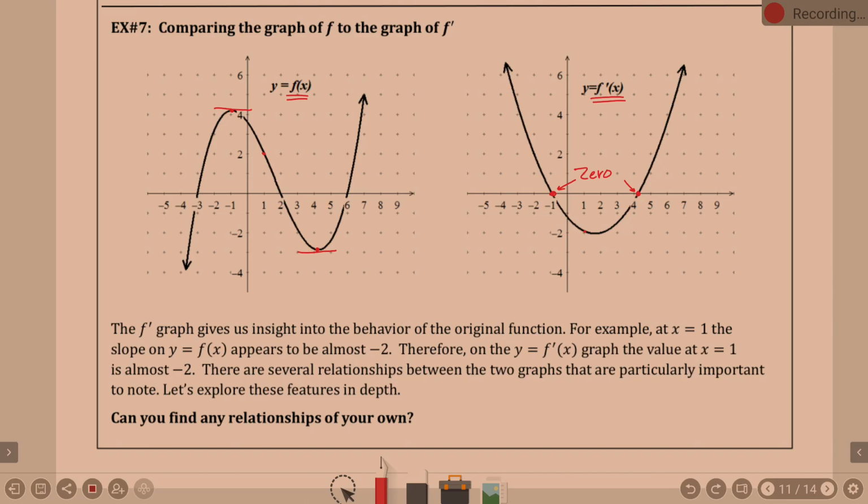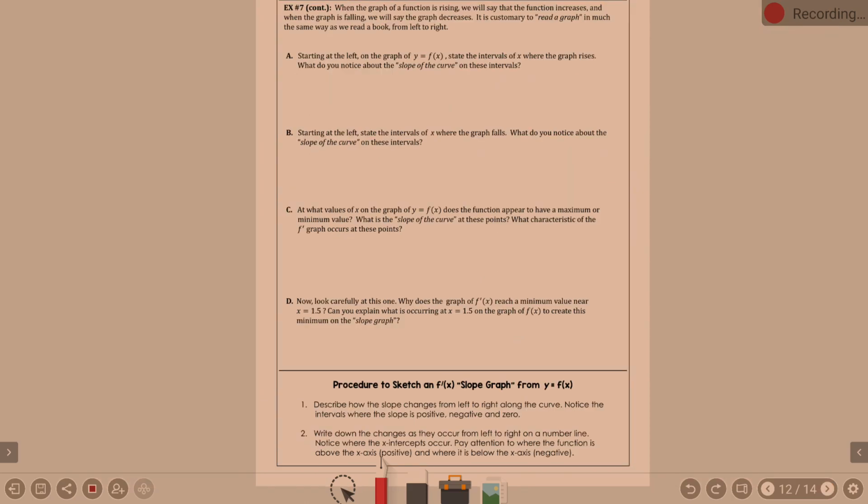Let's go to the other page real quick. I think I'm going to go to the other page because they ask us, if you open your book fully, they ask us questions about this, if I recall. Because it said, yeah, 7 continued. So when the graph of a function is rising, we will say the function increases. And when the graph is falling, we say the graph decreases. It is customary to read a graph in the same way we read a book, from left to right.